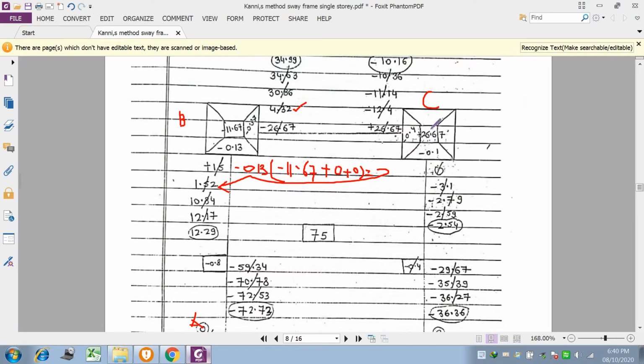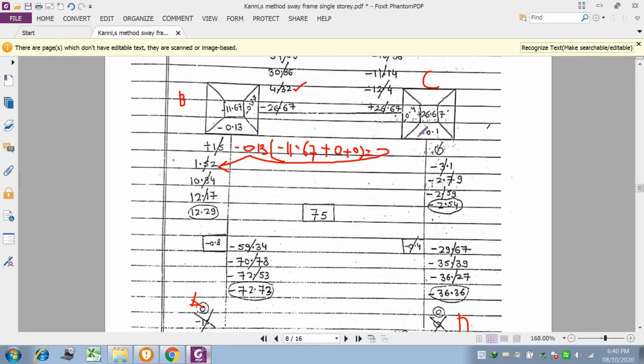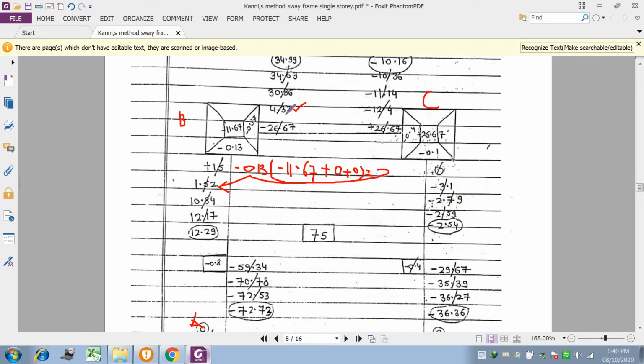So let us see now, after getting these two values, move towards the joint C. Now we have to see what the far end value is. Here it is already 0, but here the new value is created, so you can utilize this value. Let us see how this minus 3.1 comes. First of all you have to write minus 0.1 here, then 26.67.